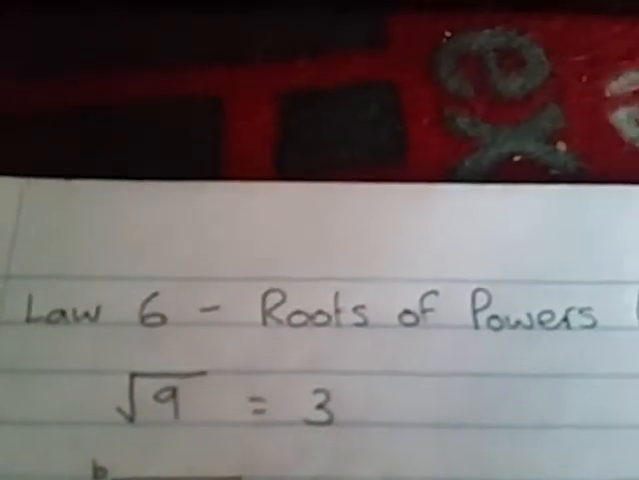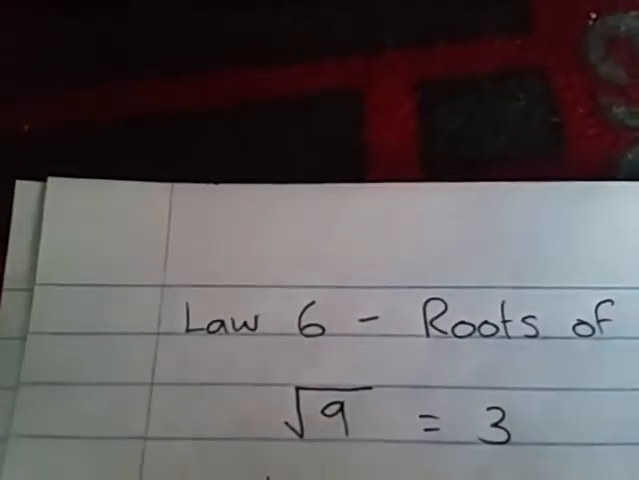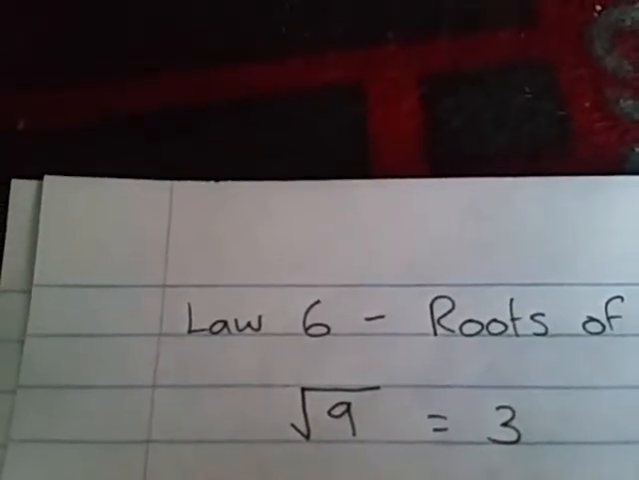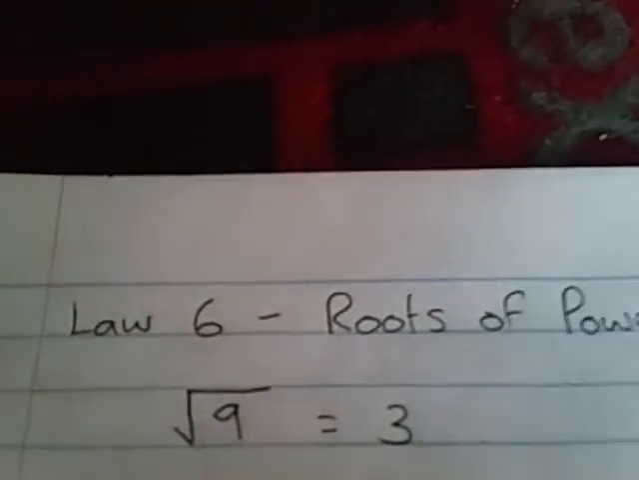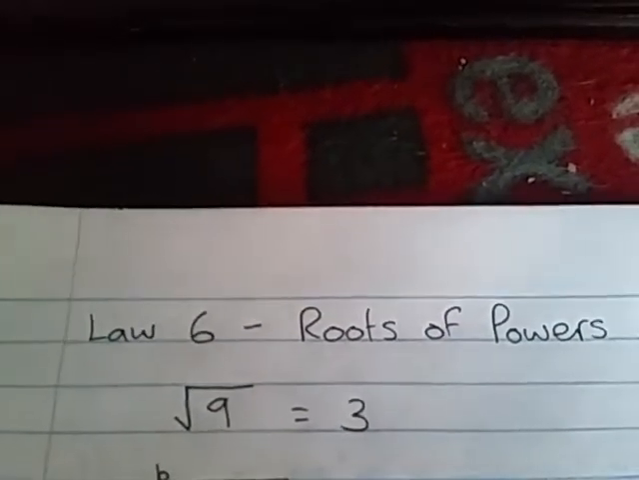So, to just briefly remind ourselves how roots work, if you have something like this, it is read as the square root of 9. And what you want to do when given that is find the number that when you multiply by itself, when you square it, will give you 9. In this case, it's 3, because 3 times 3, 3 squared, equals 9.